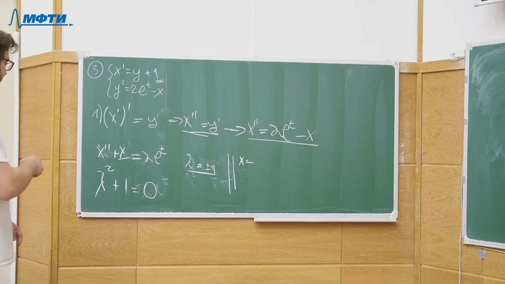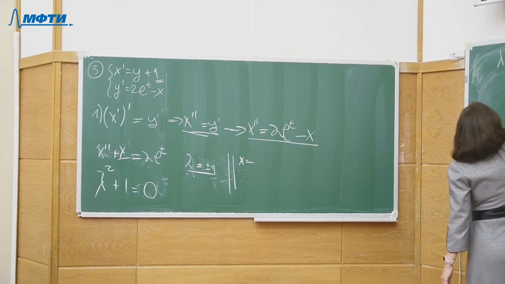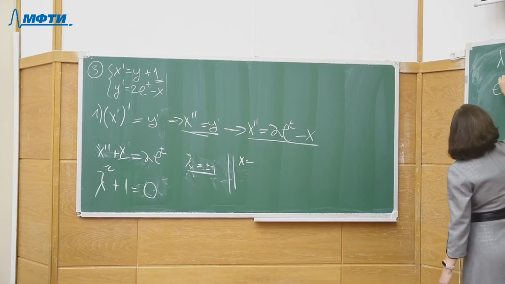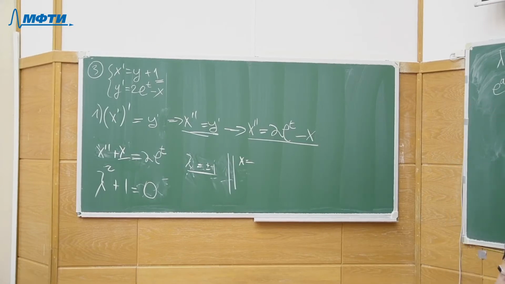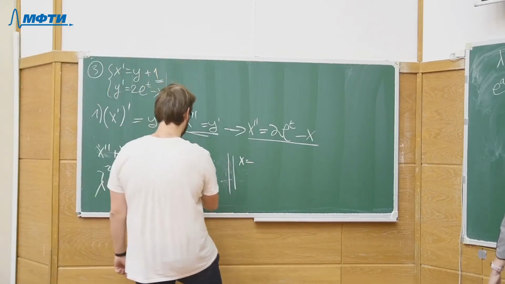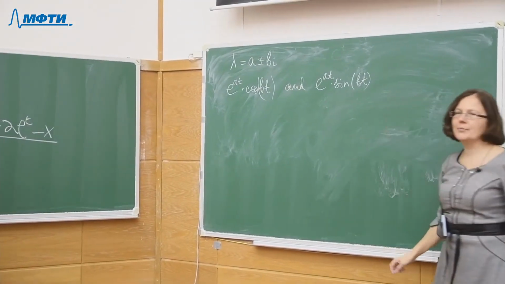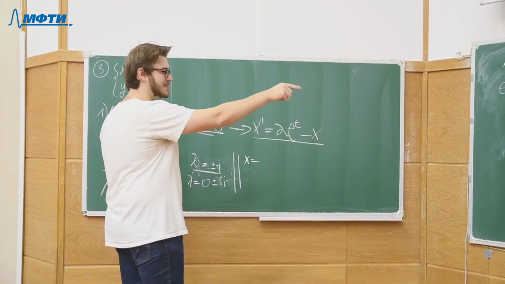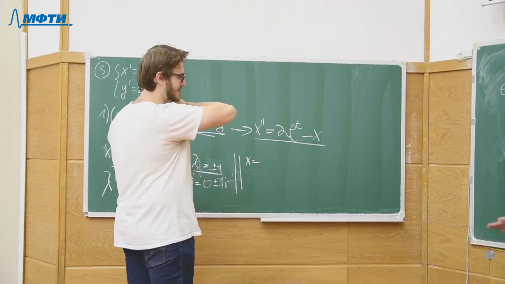Let me recall that if lambda is equal to a plus or minus bi, then the particular solutions will be e to the a t times cos bt and e to the a t times sine bt. As a general solution, you should take their linear combination of these two solutions.